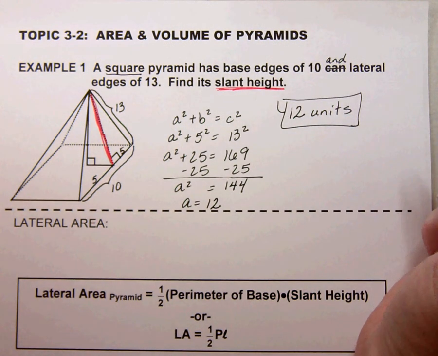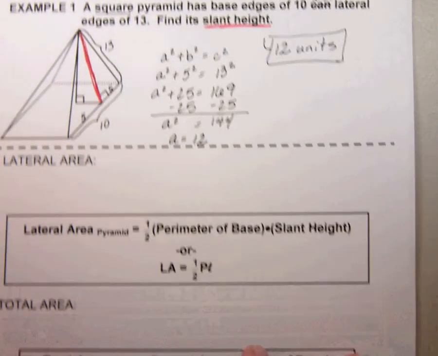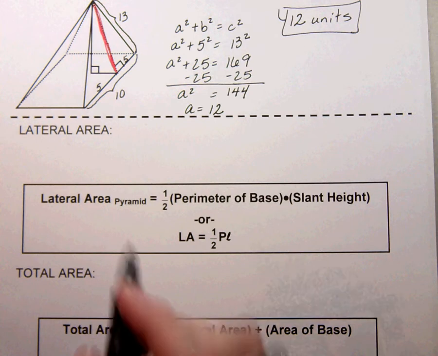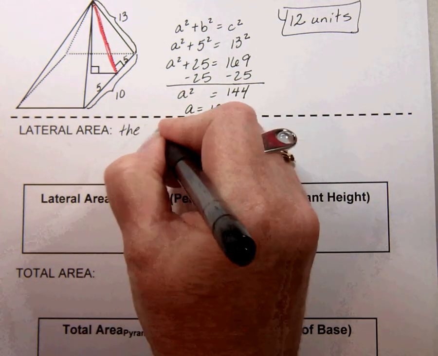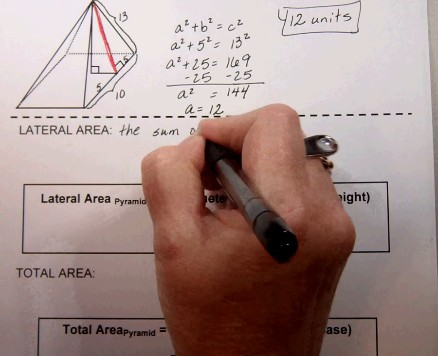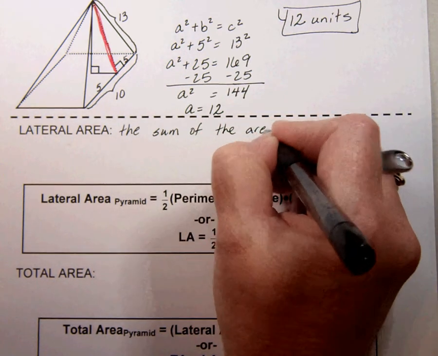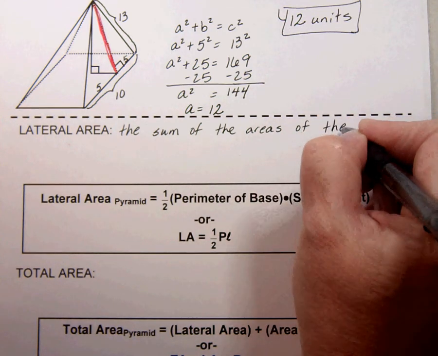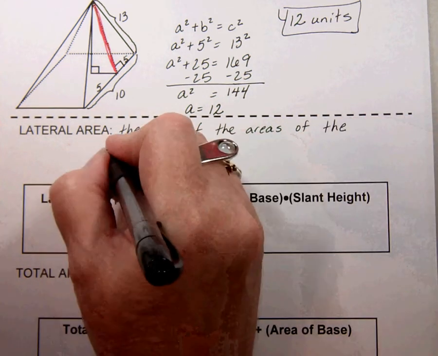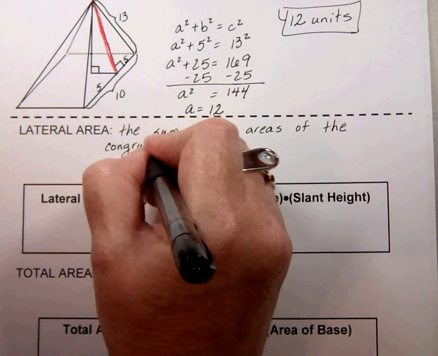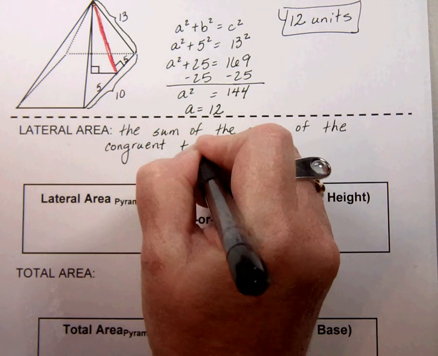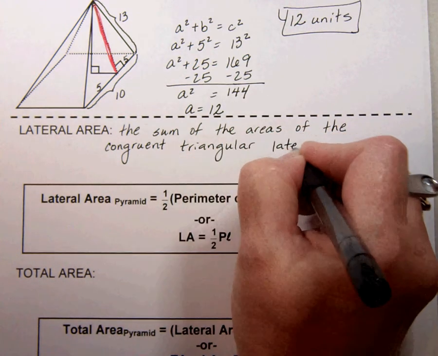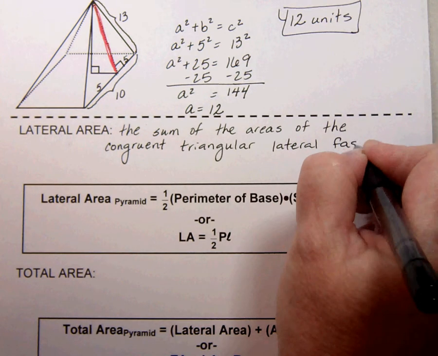Okay, let's review for a minute some vocabulary. The lateral area. Lateral actually means the side, so it's the sum of the areas of the congruent triangular lateral faces.